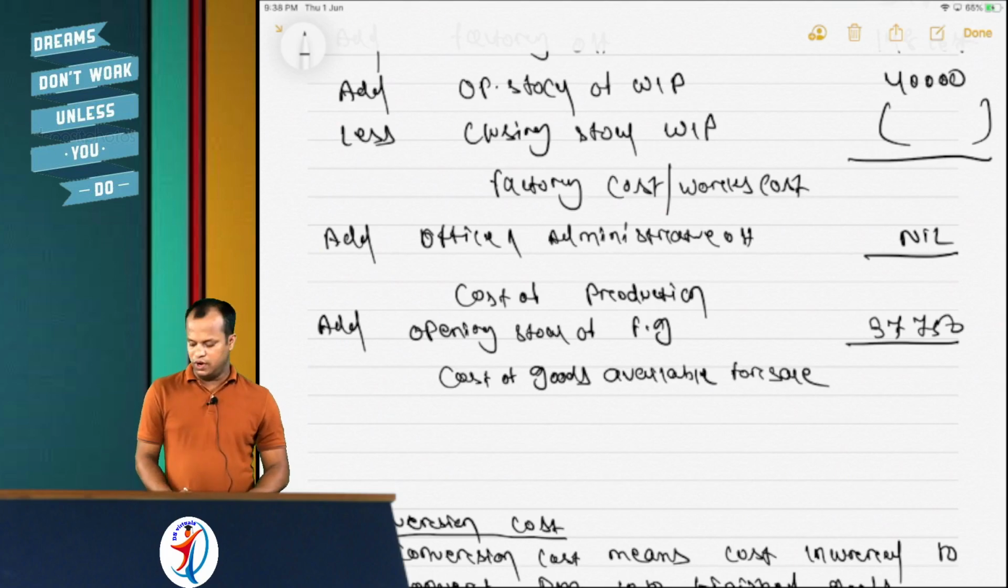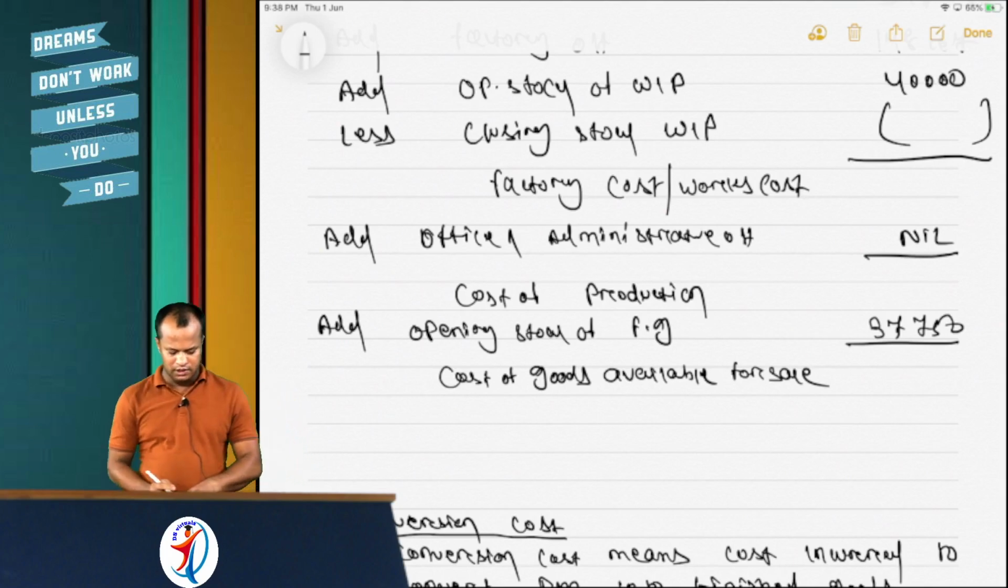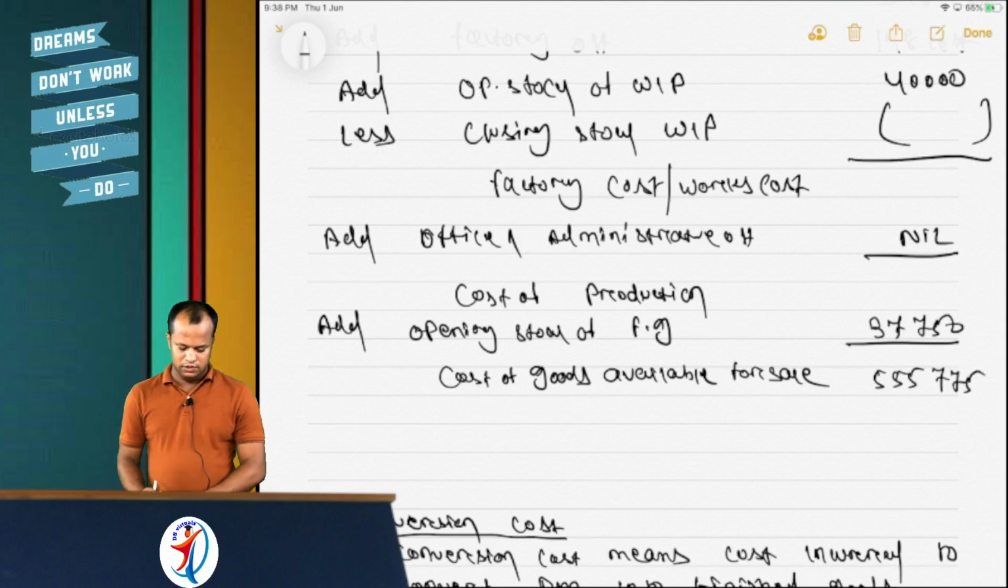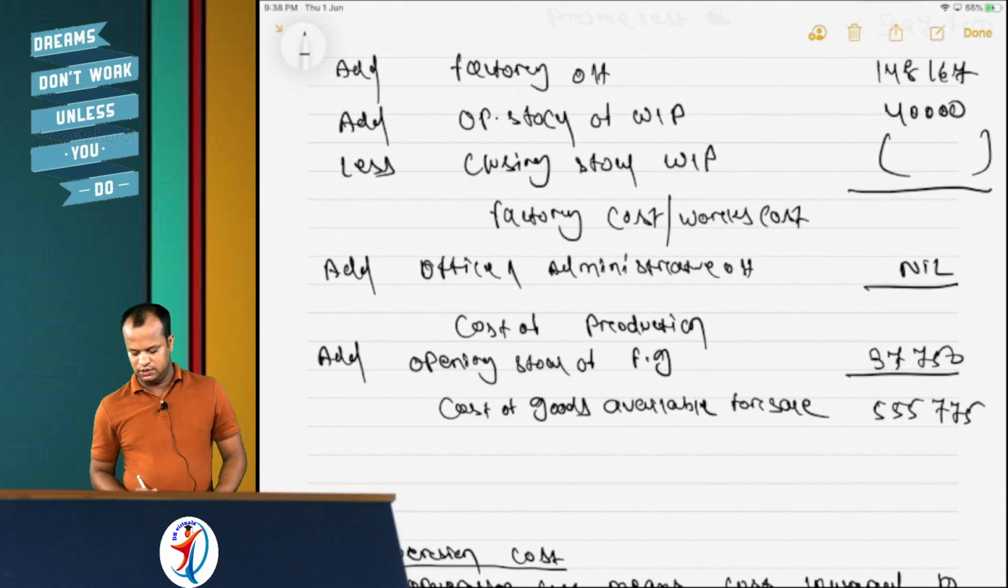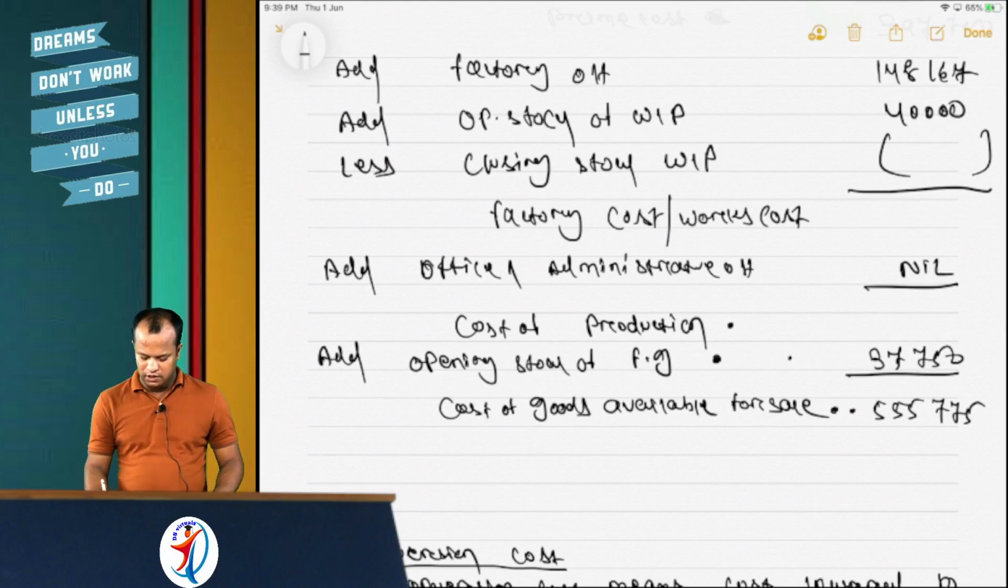Again check whether cost of goods available for sale is given. Yes, it is given, 5,55,775. So since one destination is reached, we will go in reverse to find out all the missing figures up to such destination. Check the procedure. Cost of production plus opening stock of finished goods is cost of goods available for sale, yes or no? So cost of goods available for sale minus opening stock of finished goods will be cost of production.